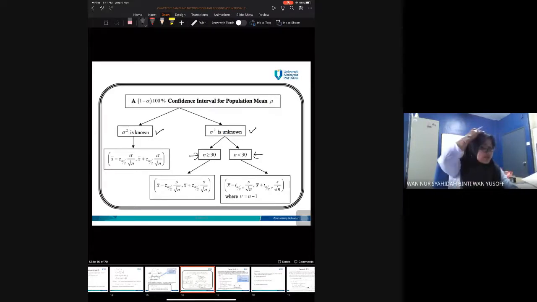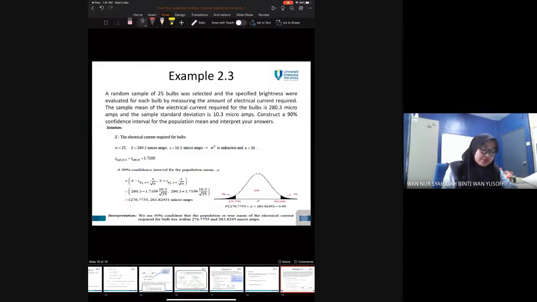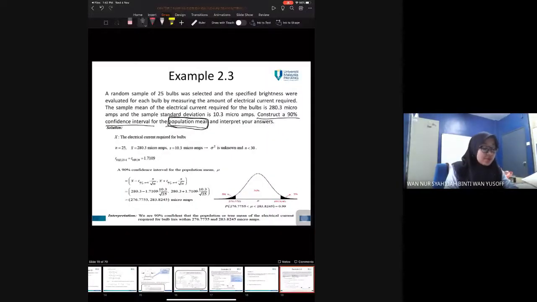So, the confidence interval for the population mean. It will be mentioned in the question. You need to construct the confidence interval, for example, construct the 90% confidence interval. It will be mentioned in your question, so you should know right away that we have to construct the confidence interval for the population mean, or we may use another term, maybe the average, which is similar to the population mean.